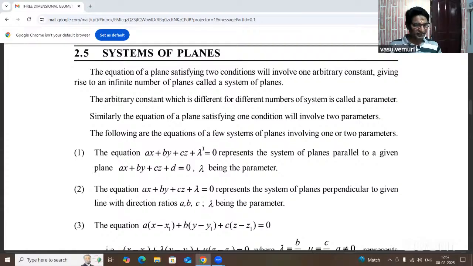Now, compare it with the parallel plane equation given in the normal form, ax plus by plus cz plus d equal to 0. This equation represents the same system. The parallel plane equation is ax plus by plus cz plus lambda equal to 0. This is parallel to the given normal form of the plane equation, with either lambda or k, whatever it is. What is the parallel plane equation? ax plus by plus cz plus lambda equal to 0, or replacing lambda by k, there is no problem.